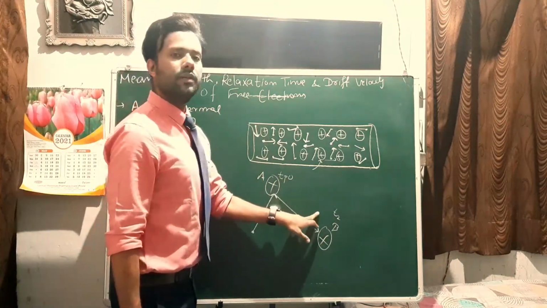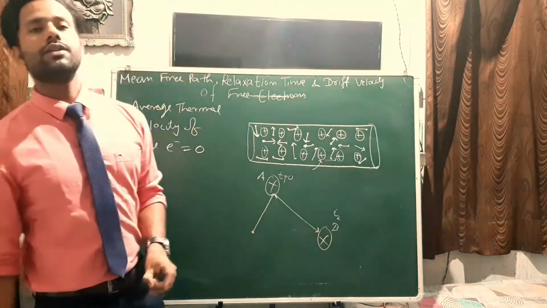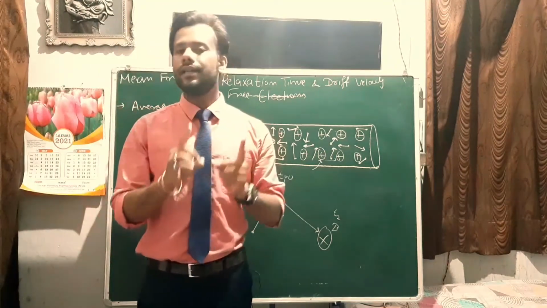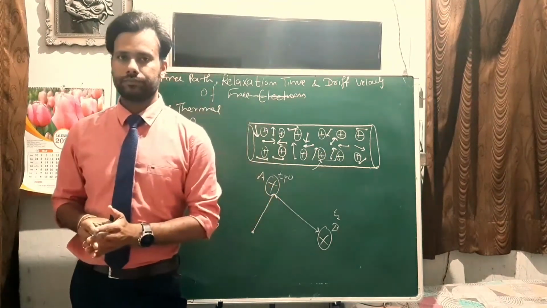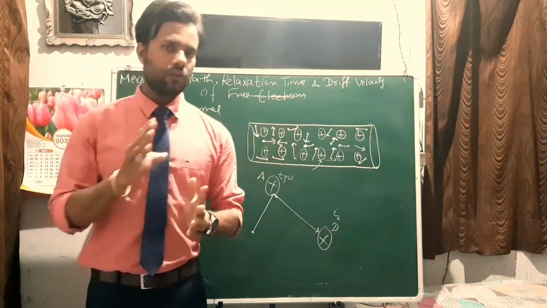Find out the time interval between two collisions. So relaxation time is nothing but the time interval between two successive collisions. What is drift velocity? I'll tell you now. I think you understand this concept.